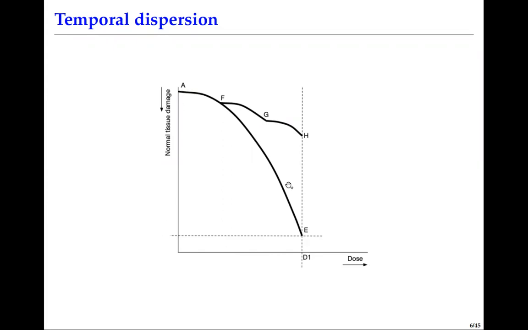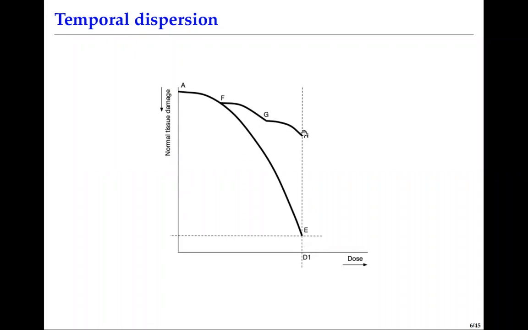This basically shows how much damage will be done to the normal tissue if dose D1, as shown here, is given in one treatment session. And this dotted line shows that the damage, suppose, is this much. This is just a schematic curve showing the damage done. However, the important part of the picture is that if I broke that dose D1 into 3 sessions, as shown by the curves AF, FG, and GH, the damage done to the normal tissue is actually less. As you can see from this picture, the damage will only be this much.